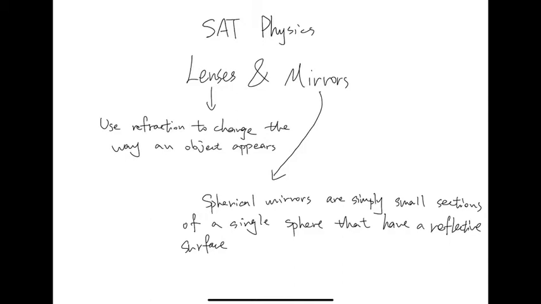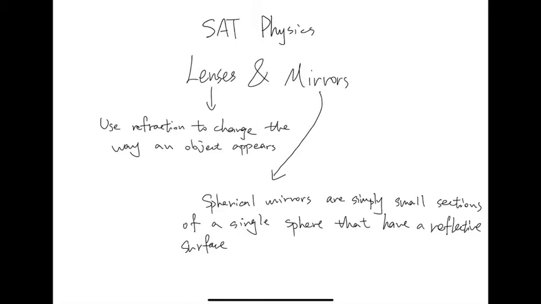Hello. Today we're going to talk about an extremely important part in geometric optics of ACT physics. Let me introduce lenses and mirrors. So, briefly, lenses use refraction to change the way an object appears.